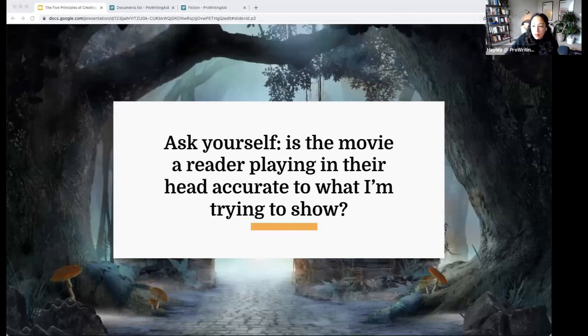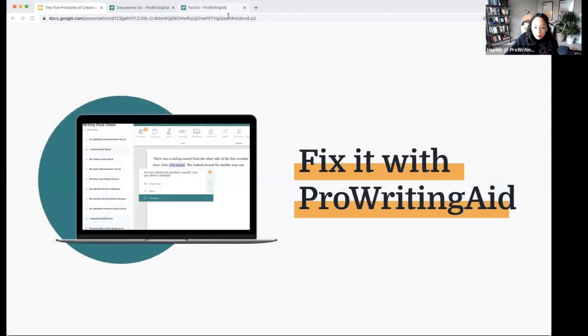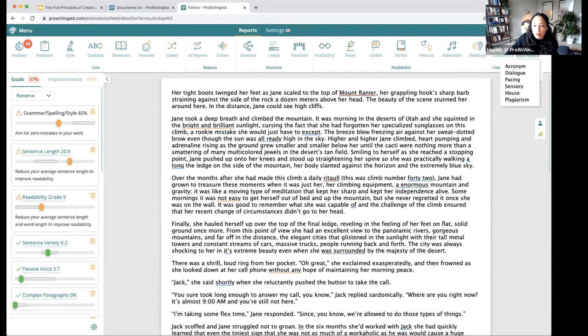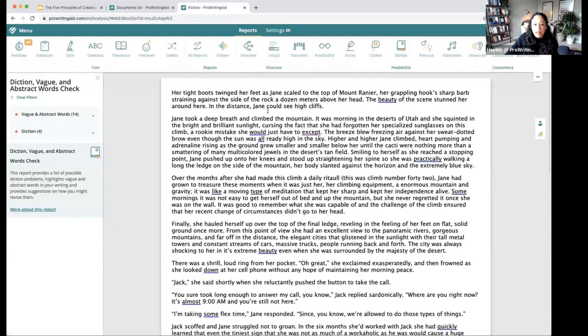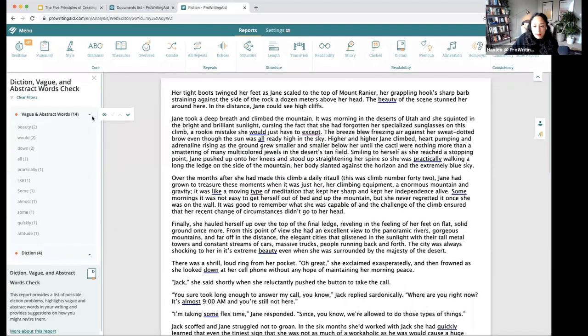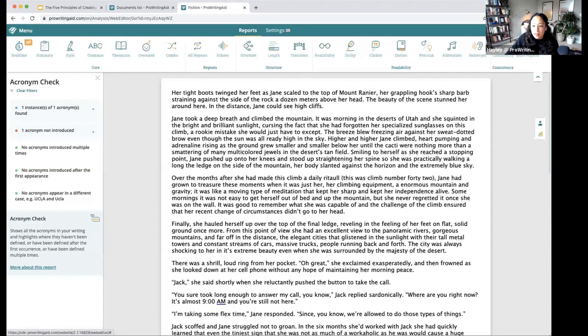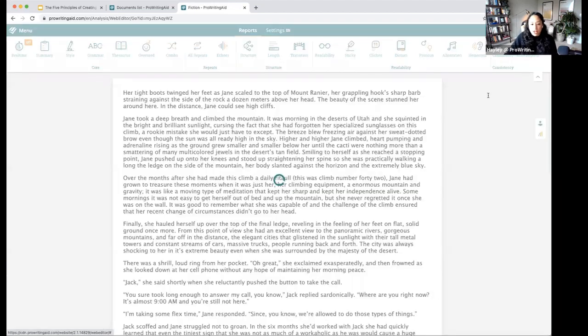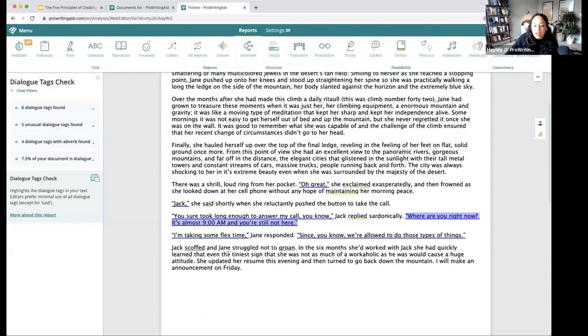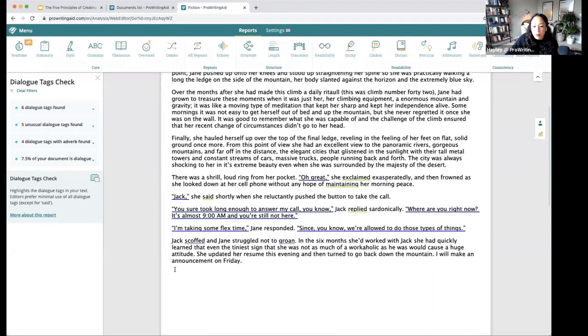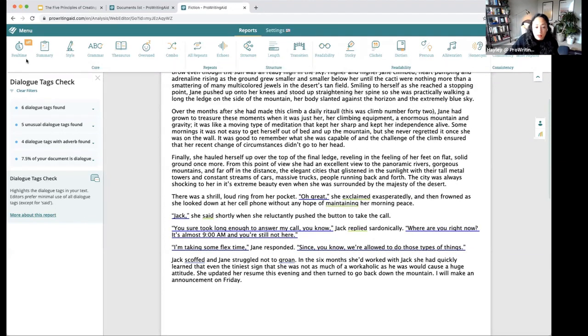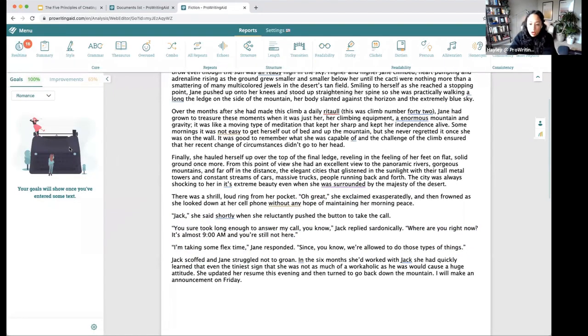Now, again, as always, we can also fix this with ProWritingAid. We have a number of different reports that can help you with this, including the diction report, which specifically highlights vague and abstract words that you can make more effective. And then I also use the dialogue check for this as well, because you can find places where you have done a little bit more telling as opposed to showing.